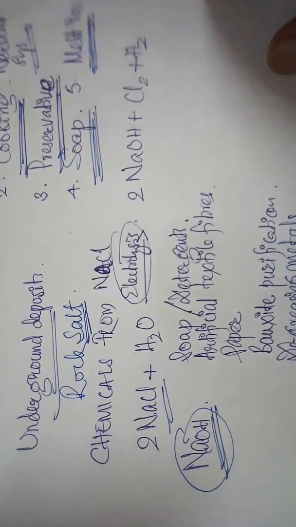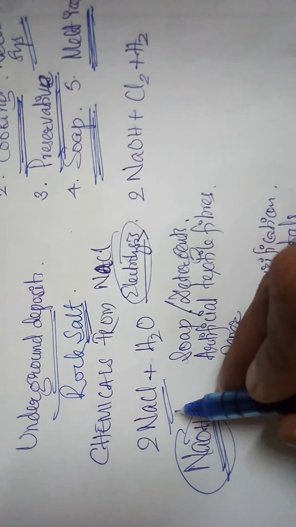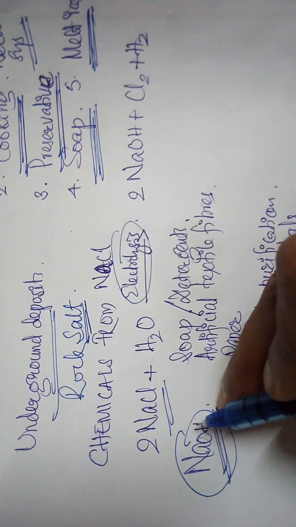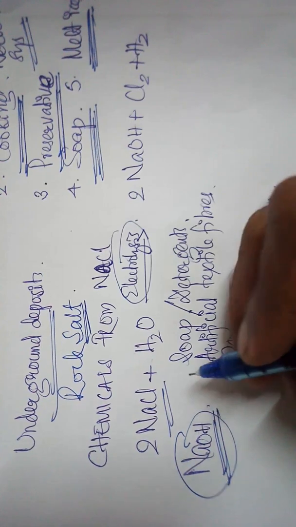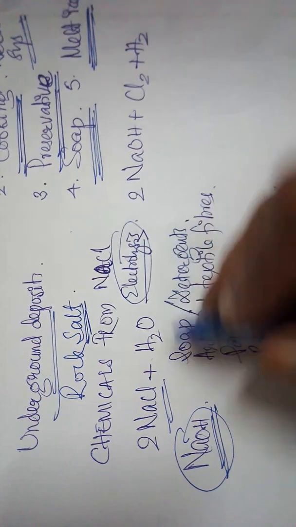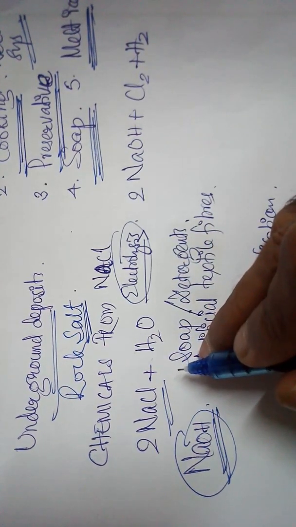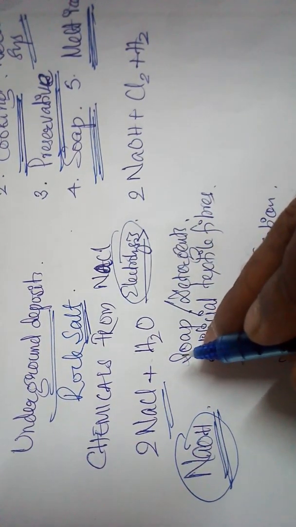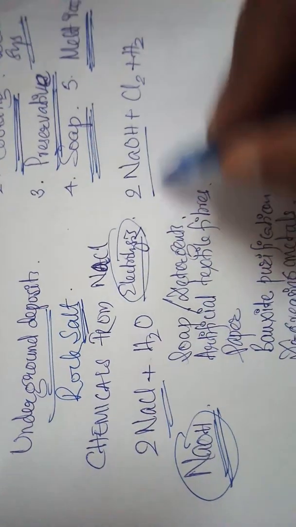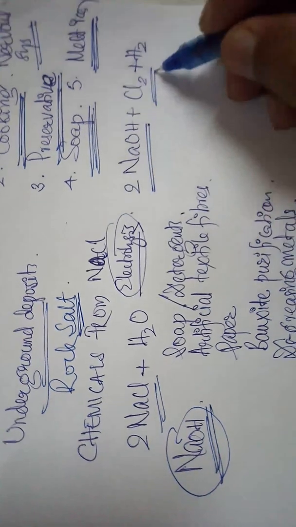How will we produce sodium hydroxide in the laboratory? The raw material for producing sodium hydroxide is sodium chloride. Sodium hydroxide is produced by the electrolysis of brine. The concentrated aqueous solution of sodium chloride is known as brine. After the electrolysis, we will get sodium hydroxide, chlorine, and hydrogen.